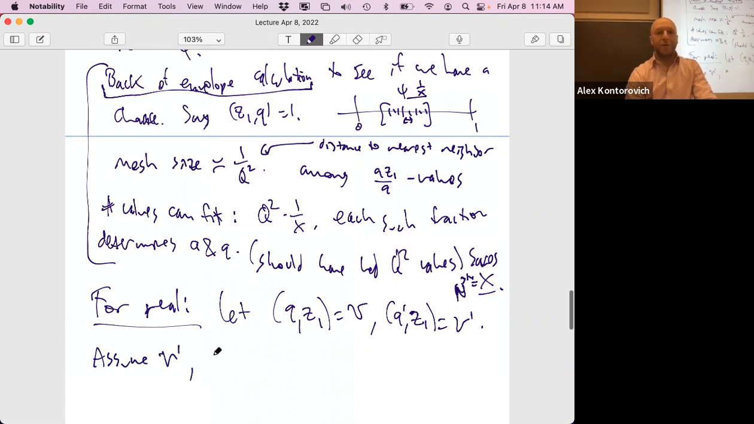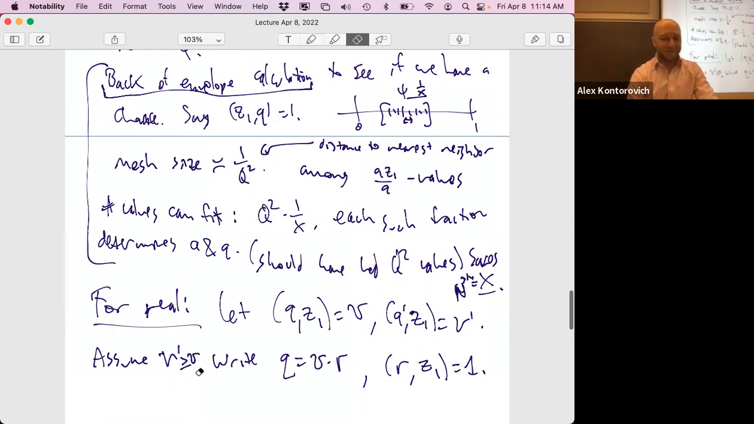Okay, so write Q as V times R. Okay, Q has V as a GCD, R is co-prime to Q. R is co-prime to Z1. Assume V prime is the larger one. I didn't finish writing. Assume V prime is the larger one. Okay, this is without loss of generality. Right. Otherwise, you order them the other way.